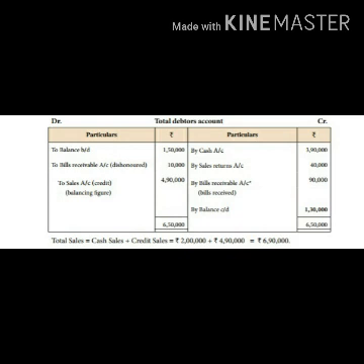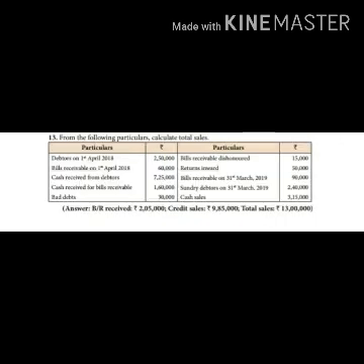Last cash sales 2 lakh. Then we find out the credit sales. How much did we find out for credit sales? 4,90,000. Cash sales 2 lakh. So 2 lakh plus 4,90,000 equals 6,90,000. Exercise sum 13. From the following particulars, calculate total sales.